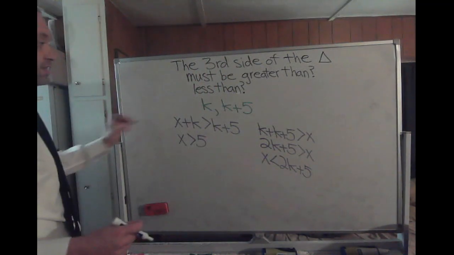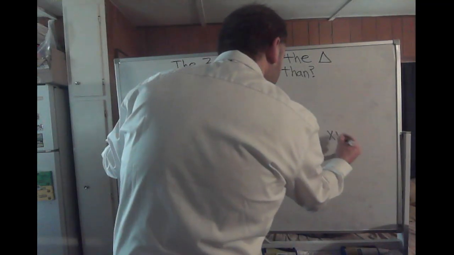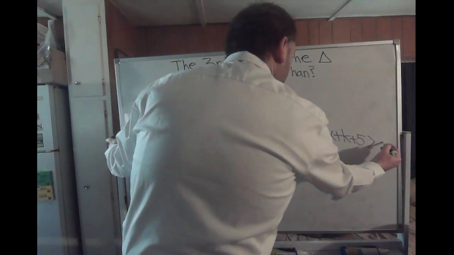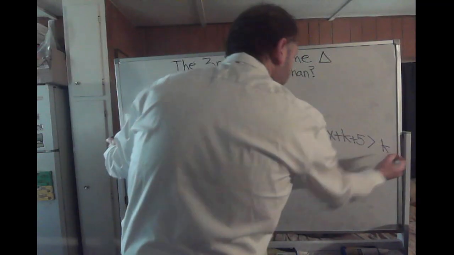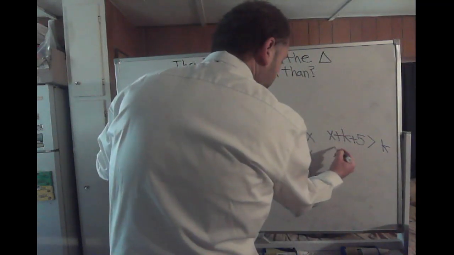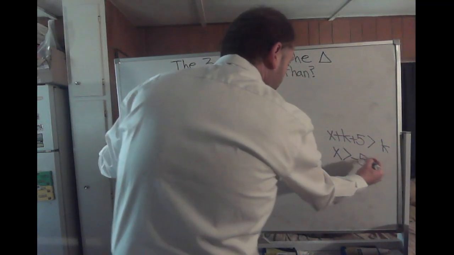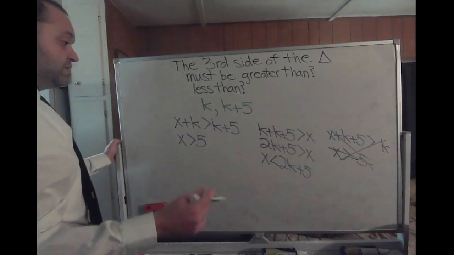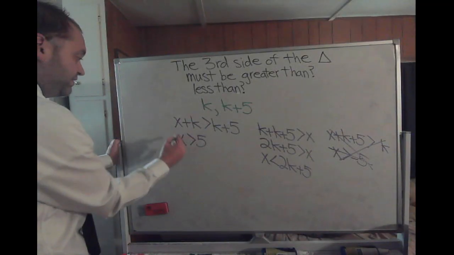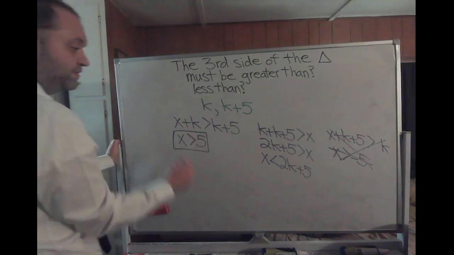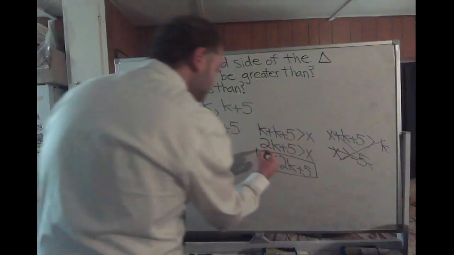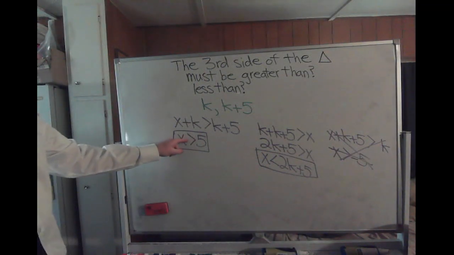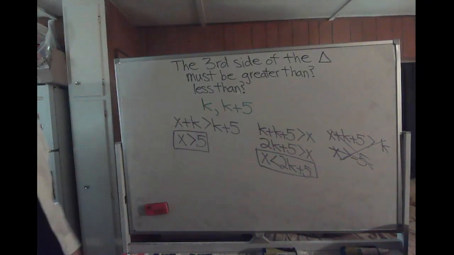And then last but not least, take your x plus k plus 5, set that greater than k, which would simply give you that x is greater than negative 5, which we can throw that one out since we have a negative length. So the answer is that the length of the third side has to be greater than 5, but less than 2k plus 5. That's what you would get. The length of the third side has to be greater than 5, but less than 2k plus 5.